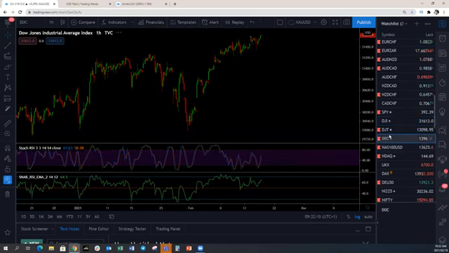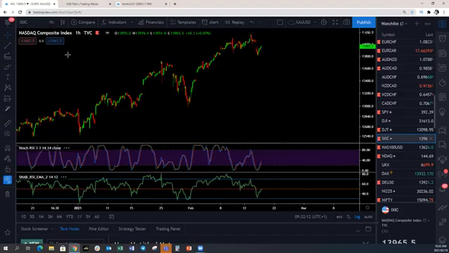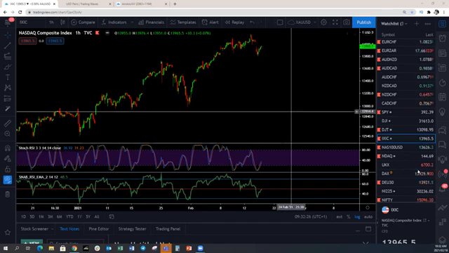NASDAQ, same, has made this nice expanding flat, textbook. We're going to see further upside. The RSI is slightly below 50. Let's see if it's going to come back above 50 again. But we expect continuation to the upside.